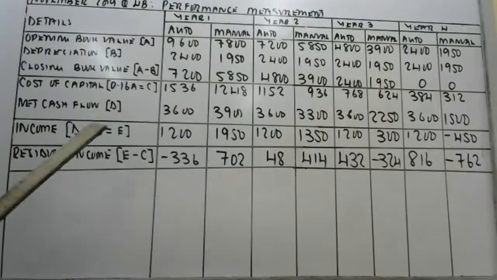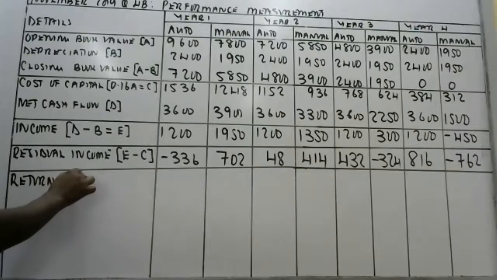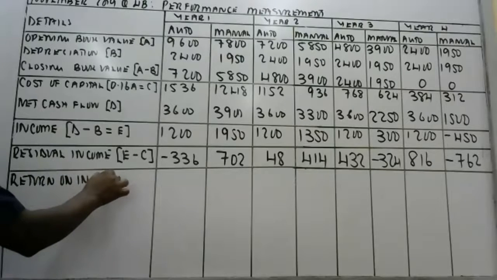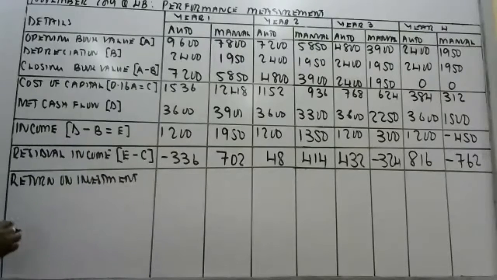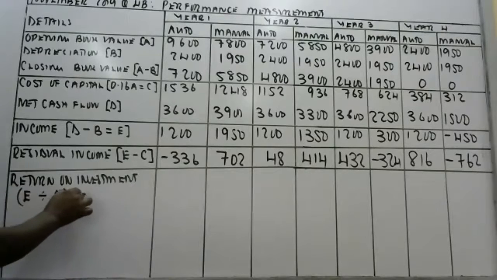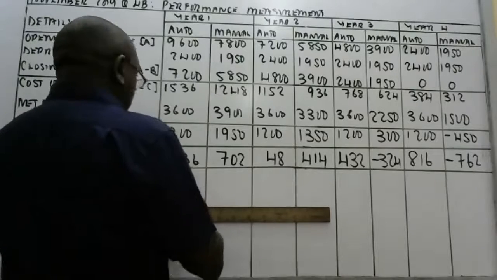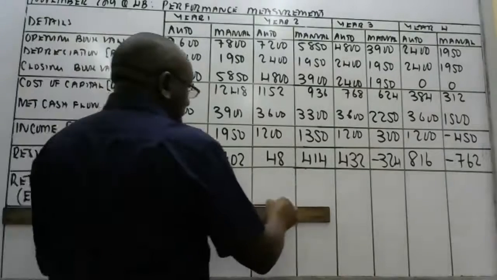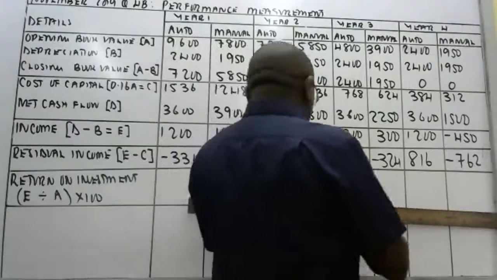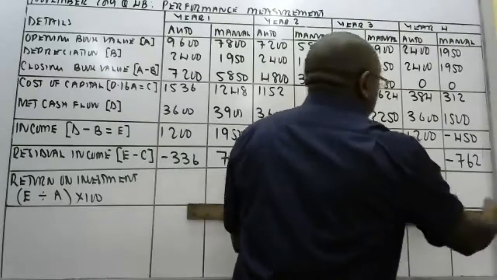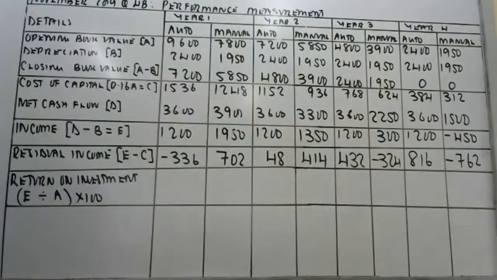And then finally, we need to get something called return on investment. This return on investment should be given as E, you divide by A, you multiply by 100.